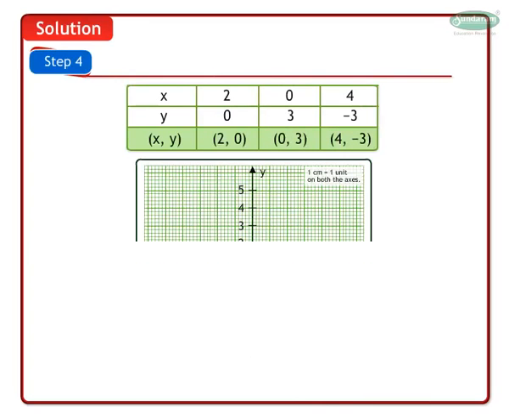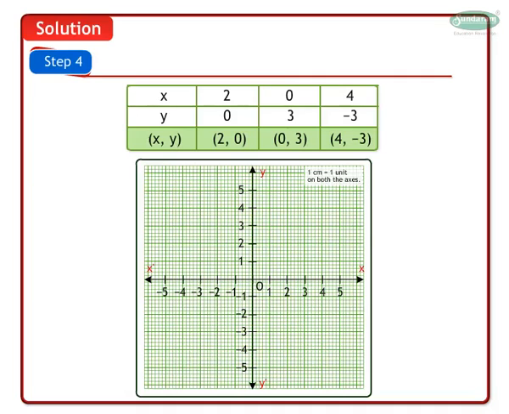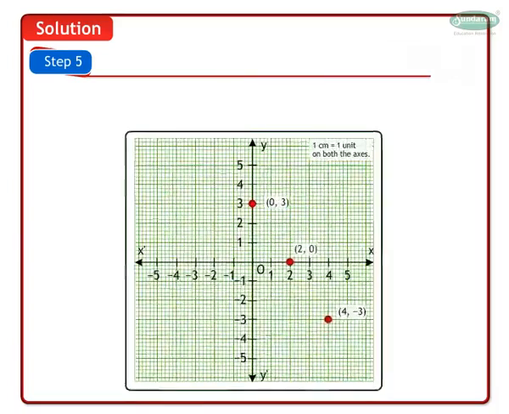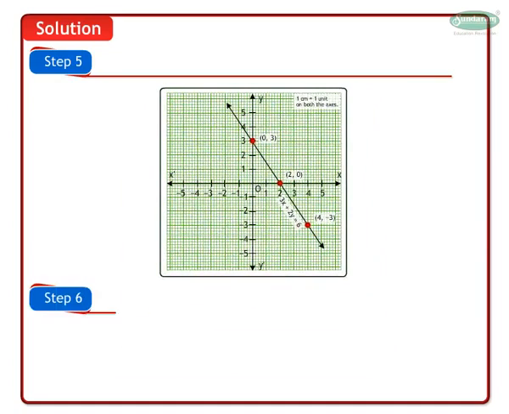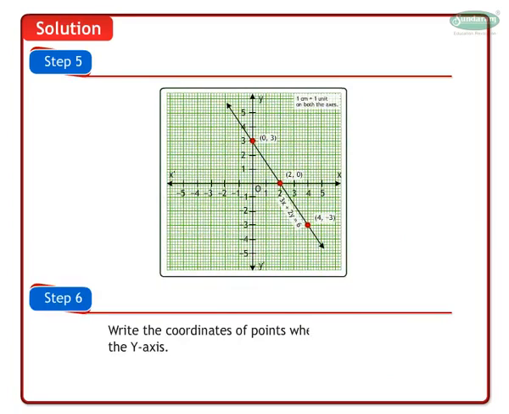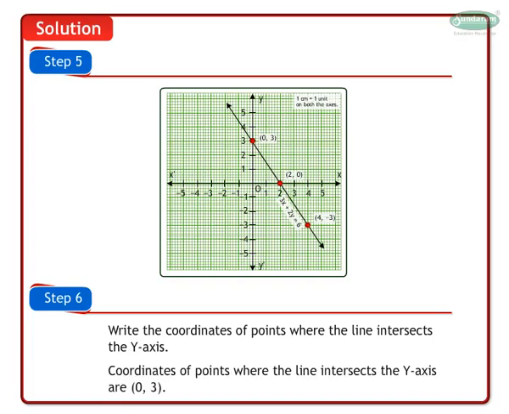Step 4. On the graph paper, draw the x, x dash and y, y dash axis. Take a suitable scale and plot the points as usual. Step 5. Join the points and extend in both directions. Of course, do not forget to write the coordinates and the equation of the line. Step 6. We have now to write the coordinates of the point where the line intersects the y-axis. Since it cuts the y-axis at 3 units, the x-coordinate is 0 and the y-coordinate is 3.